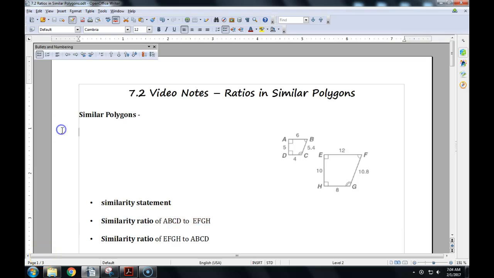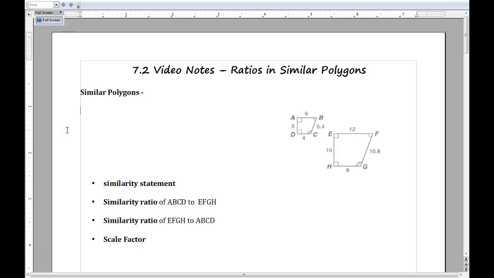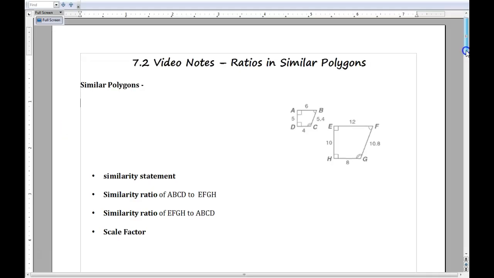Alright, 7.2, a little quick set of notes today on ratios and similar polygons. So we're going to start off by defining what a similar polygon is and bust into some problems here. Give myself some room.